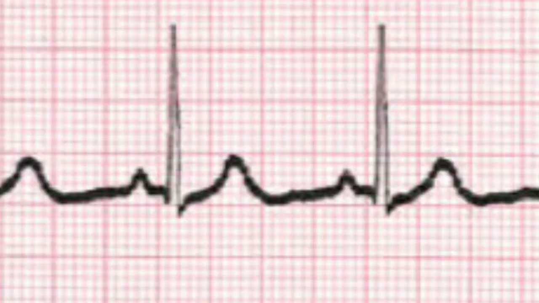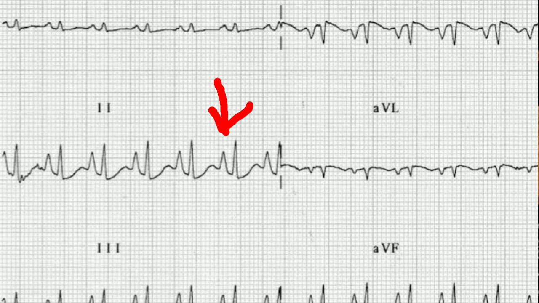Normally the height of the P wave is less than 2.5 millimeter or less than 2.5 small boxes. But in case of right atrial hypertrophy, it becomes larger than that. We call it the peaked P wave or tall tented P wave, and because of the pulmonary hypertension we call it the P pulmonale.